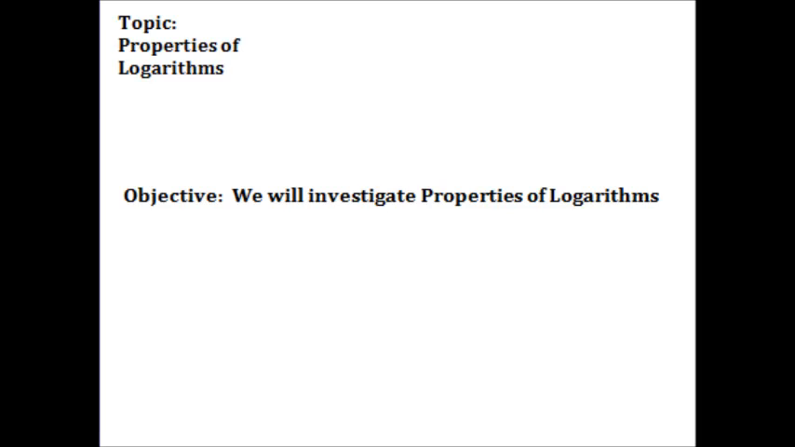Hello everybody and welcome to today's lesson on properties of logarithms. Our objective today is to investigate the properties of logarithms.